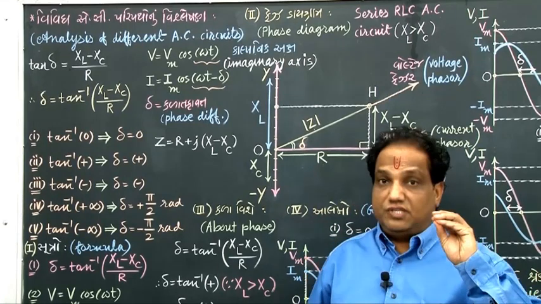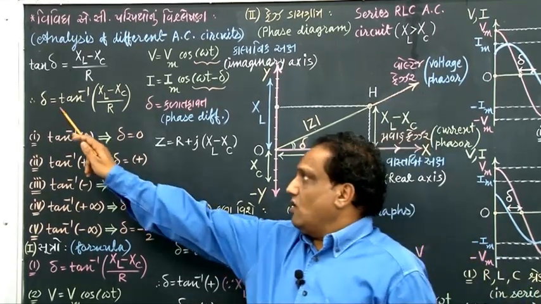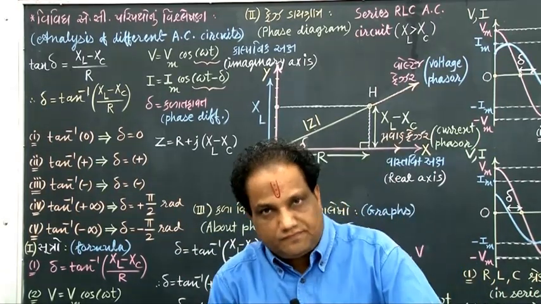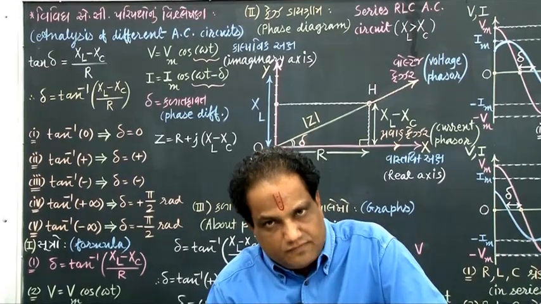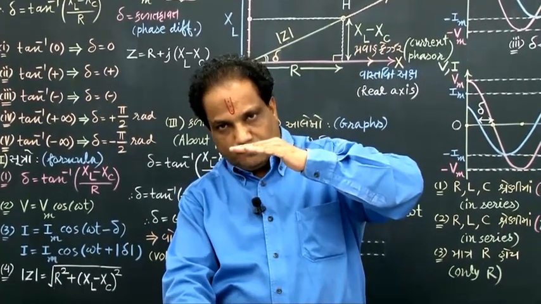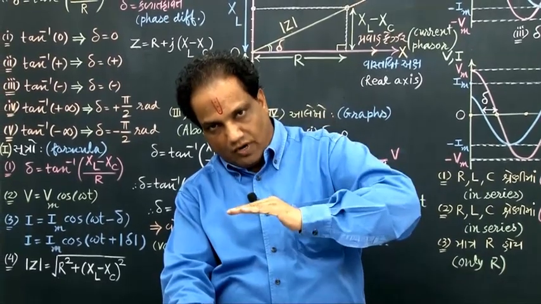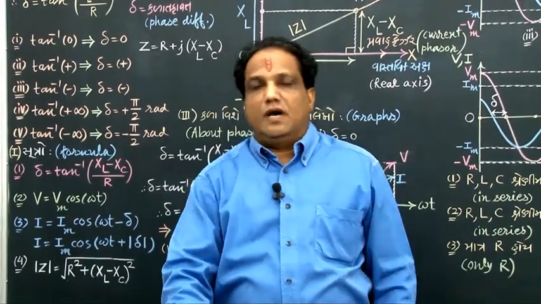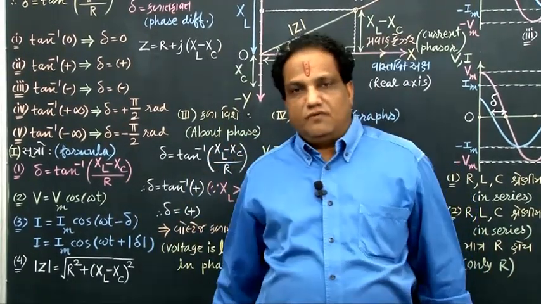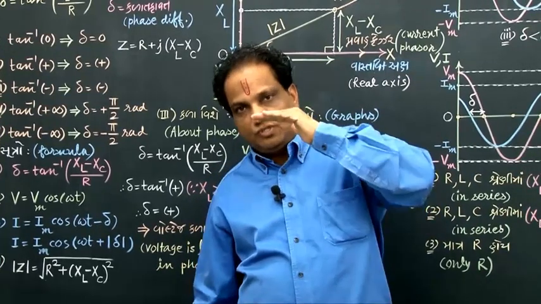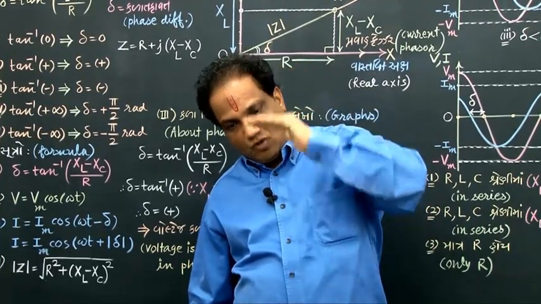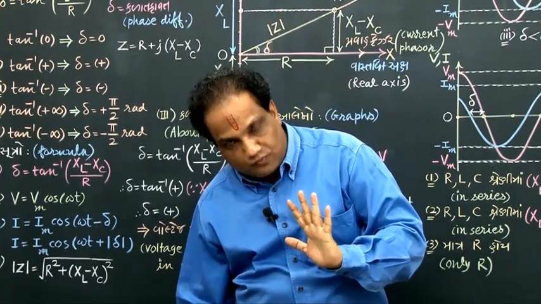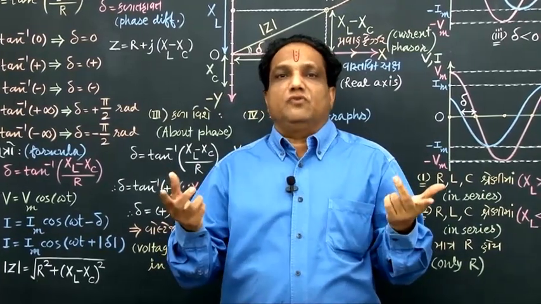Now I am showing you a very easy way. In all 11 circuits, there are only 5 different values of delta. Look, either 0, or positive, or negative, or plus pi by 2, or minus pi by 2. I repeat, which are the 5 values of delta? 0, or positive, or negative, or plus pi by 2, or minus pi by 2. In which case, which value is applicable?